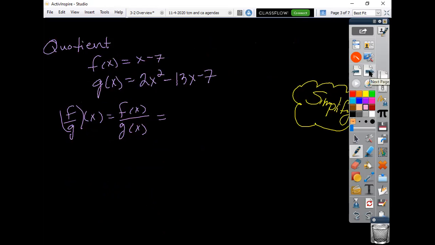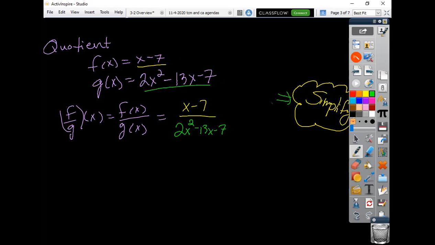So what about if they give us a problem here that involves a quotient? So quotient means a fraction, the answer to a division problem, right? So in this problem, they want f of x over g of x. So f of x over g of x, that's the x minus 7 right here, and they want to put that over my g of x, the 2x squared minus 13x minus 7. And I've got this note over here saying you've got to simplify that.